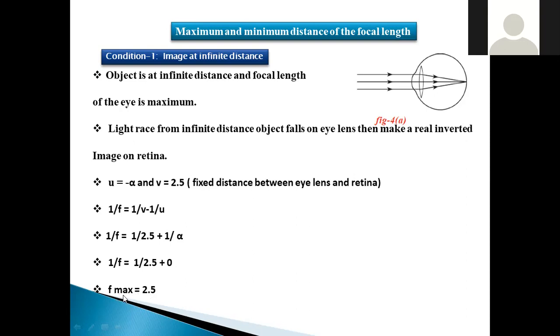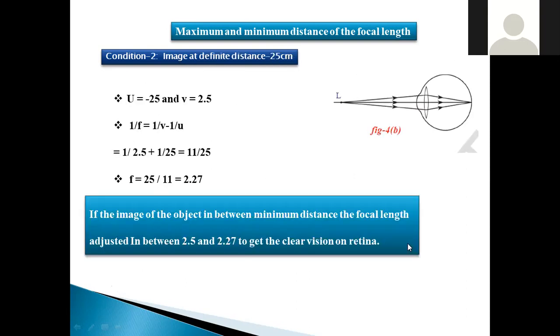Why is it indicated as maximum? Whenever an object is kept at infinite distance, the focal length is known as focal length maximum. That's why focal length maximum is given as 2.5. So this is a condition where the object is kept far away from the viewer. Okay. Now let us apply condition 2. Image at a definite distance of 25 centimeters. We are keeping the image exactly at 25 centimeters distance from the human eye.